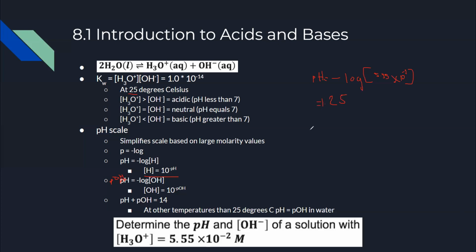Now what you have to do is use 14 minus pH. So then pOH will equal 14 minus 1.25, which is, I believe, yeah, 12.75.